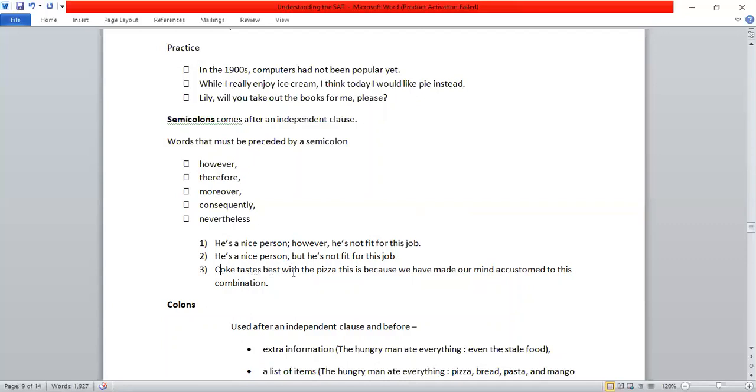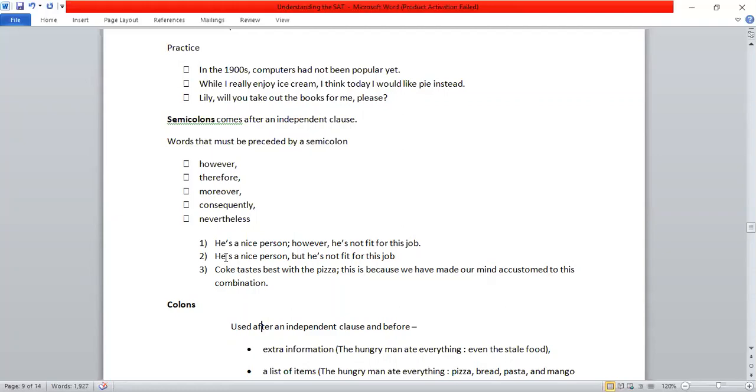Coke tastes best with the pizza. This is because we have made our mind accustomed to this combination. If I only ended here, Coke tastes best with the pizza, it's a complete sentence. This is because, it's also a complete sentence. So put a semicolon in between. Remember that the SAT will give you this kind of sentence with a comma, and it probably may sound correct. But you cannot use a comma to connect two complete sentences or two independent clauses.